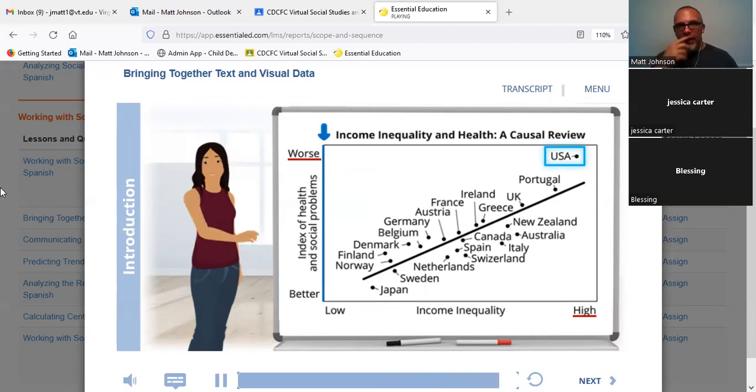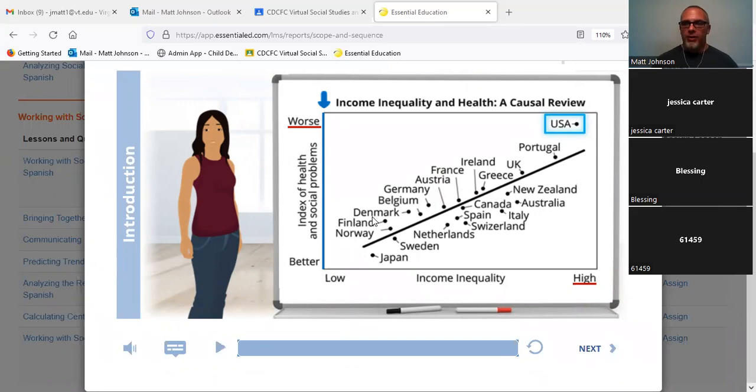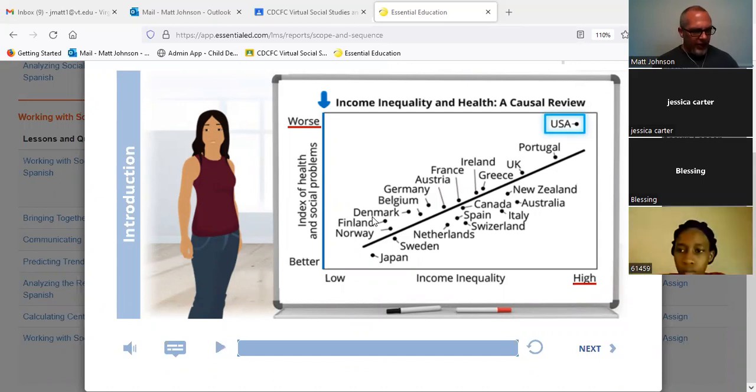Yeah, qualitative versus quantitative. We'll get some definitions here. This is an important step here. So something like this, income inequality and health. Visualizing that information, we're working on bringing together text and visual data. So we just got started. Income inequality and health, right?